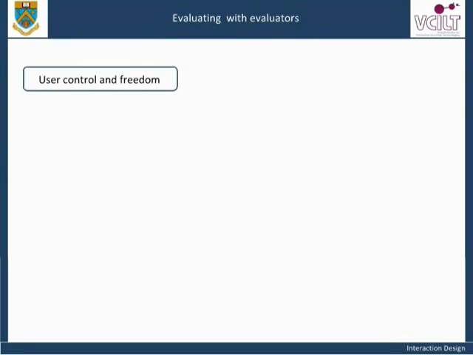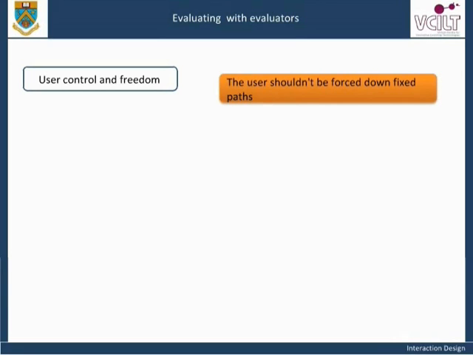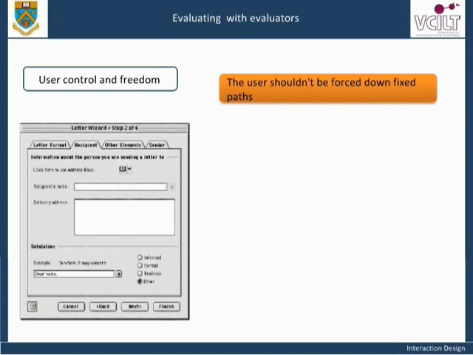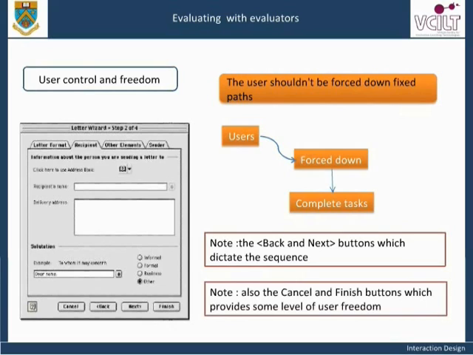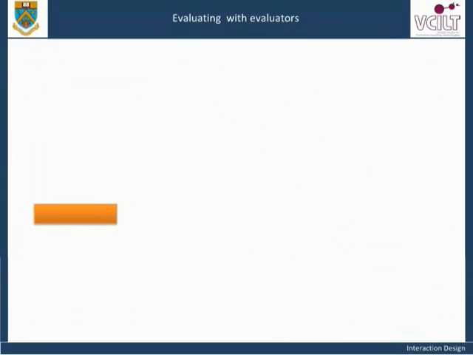2.3 User control and freedom. The user shouldn't be forced down fixed paths, that is undo and redo. For example, wizards as illustrated below, users are forced down fixed paths to complete tasks. Note the back and next buttons which dictate the sequence. Note also the cancel and finish buttons which provide some level of user freedom. This is okay for uncommon tasks such as configuring a modem, but not good for frequent tasks which should have a different style of interaction.